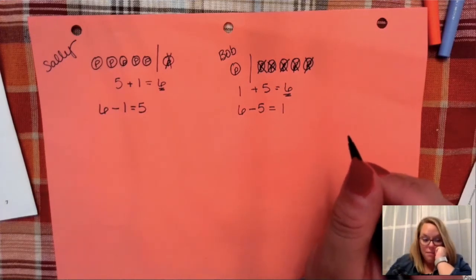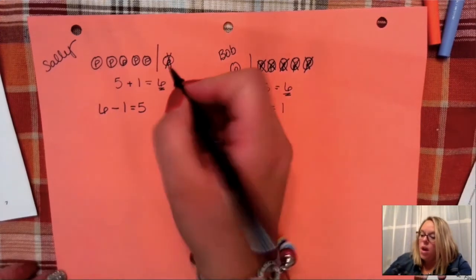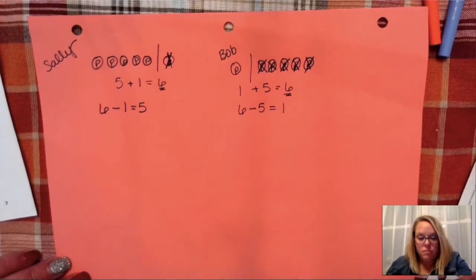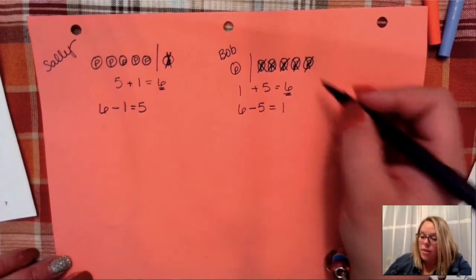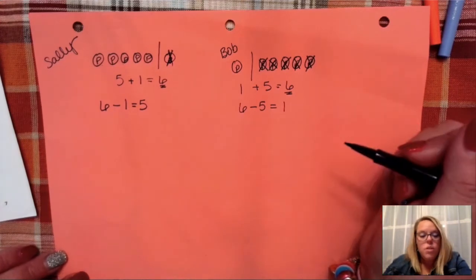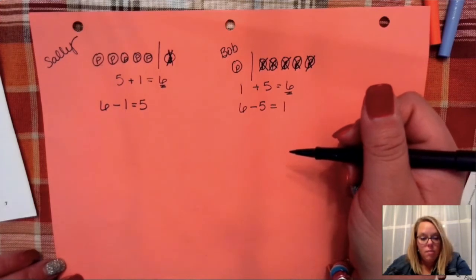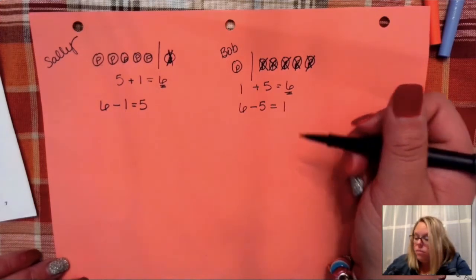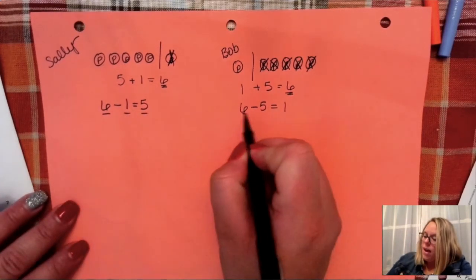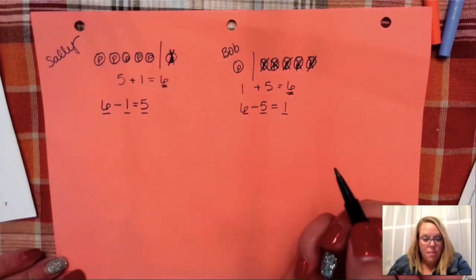Okay, now, did I do exactly the same thing both times here? No, I did not. What was different? Well, over here, I only took 1 penny from Sally. And here, I took 5 pennies away from Bob. But what did you notice about the other 2 subtraction number sentences? Well, the 3 numbers that we used, 6, 1, and 5, are the same in both of the number sentences.